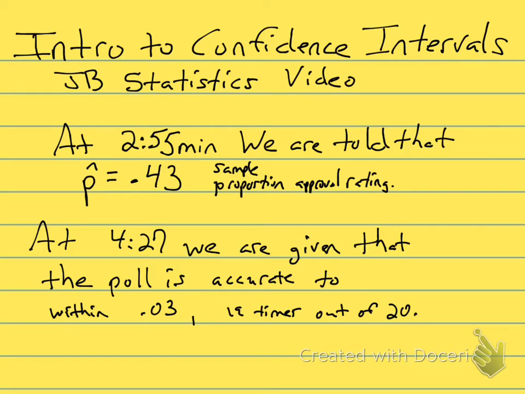Now at 4:27, we're given that the poll is accurate to within 0.03, or if you turn it into percent, 3%. This is if we did the same thing 20 times, 19 times it would actually have the right population proportion. And that's the kind of challenge here in the statistical thinking when we're doing statistical inference.